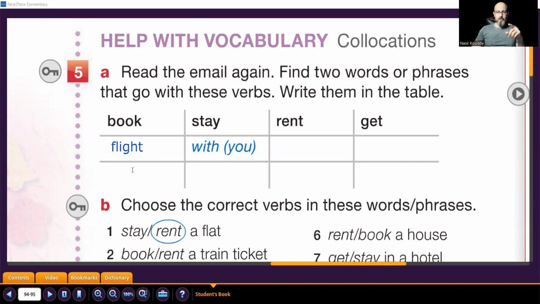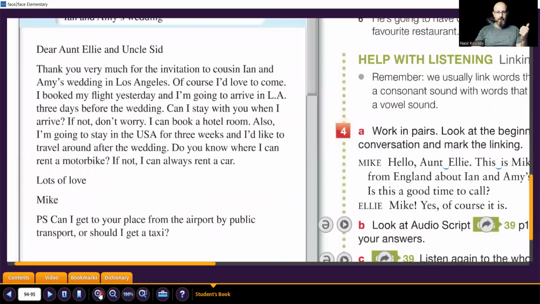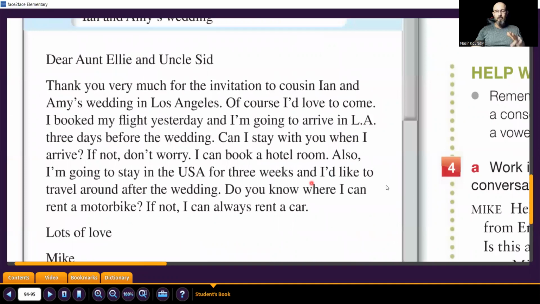Okay, so take 2 minutes, look at the email. If you don't have the book, now write these words on a piece of paper: book, stay, rent, get. Write it now. Then we'll go to the email, and I will leave the email so you can check. Okay, guys. So yeah, 3 minutes, then we'll continue. Do it. Okay, I'm waiting for you.